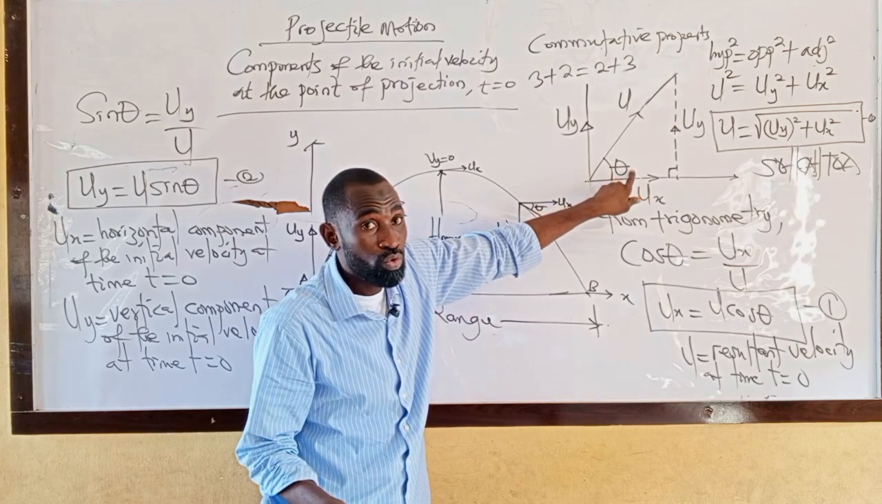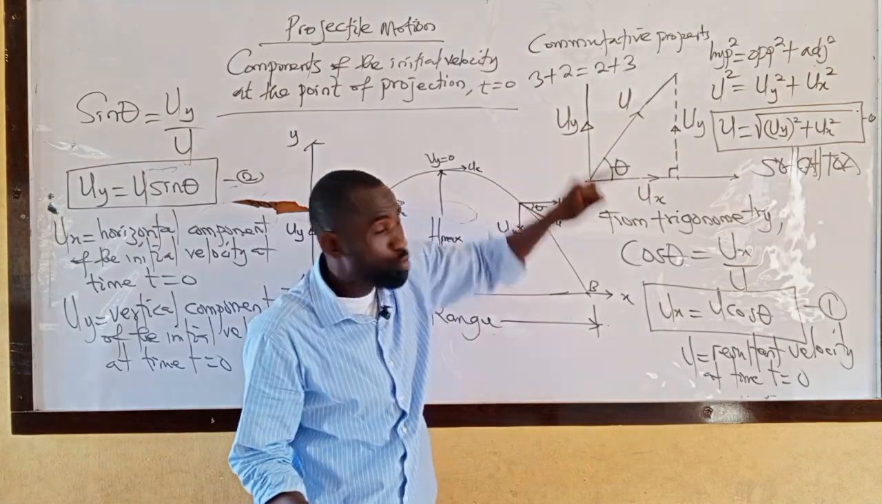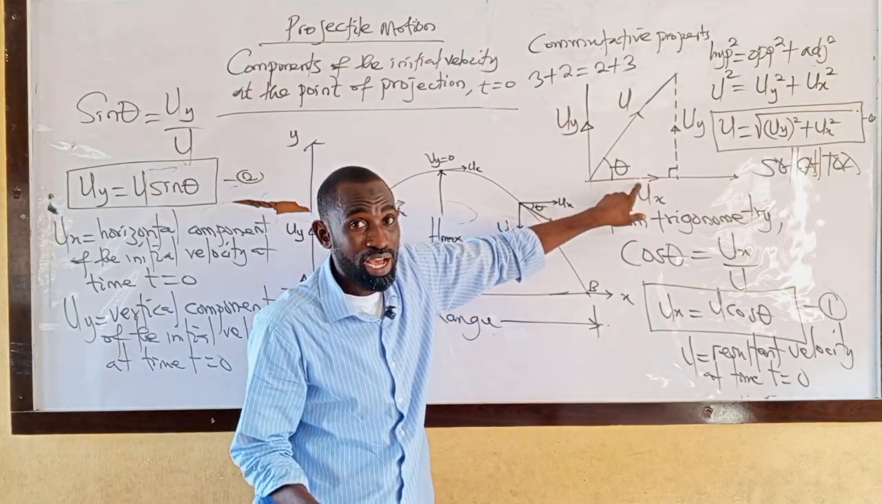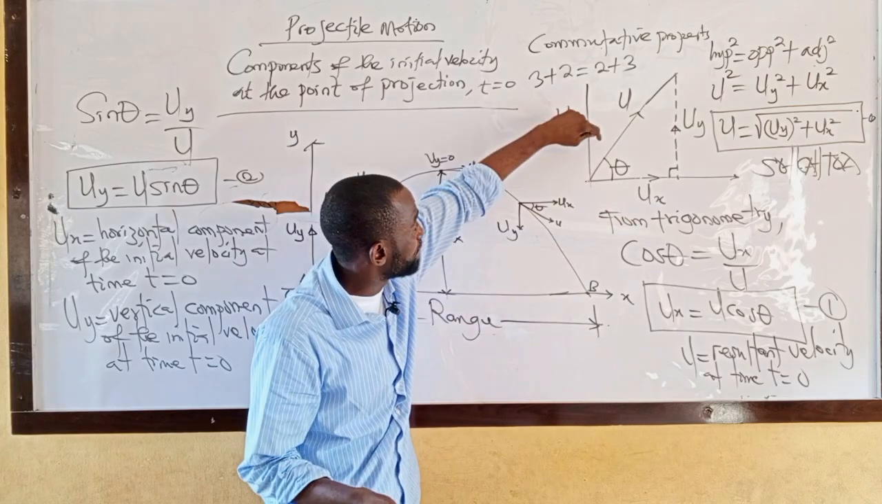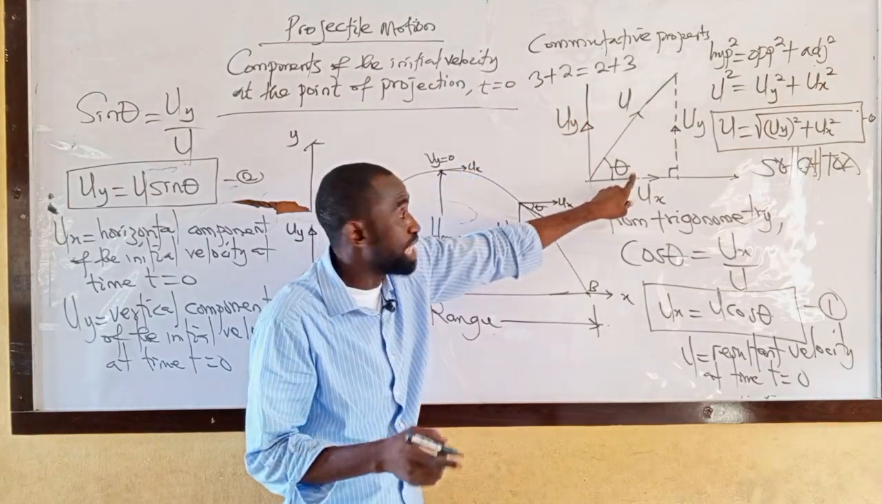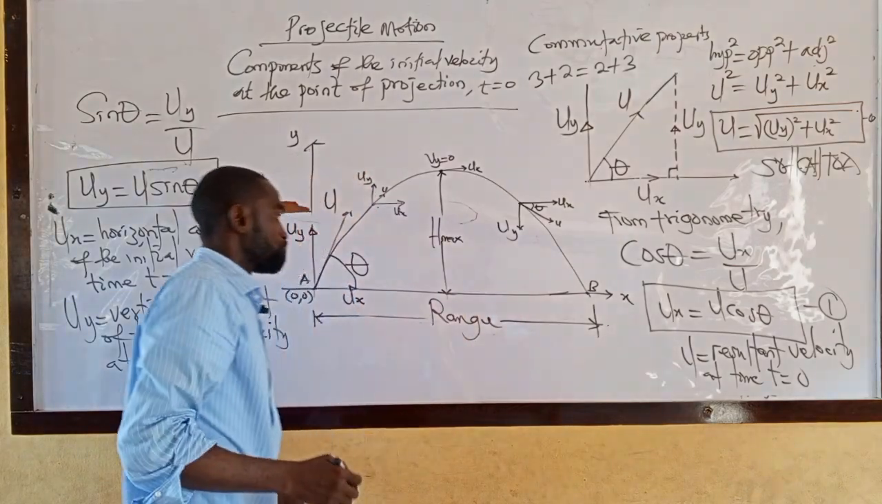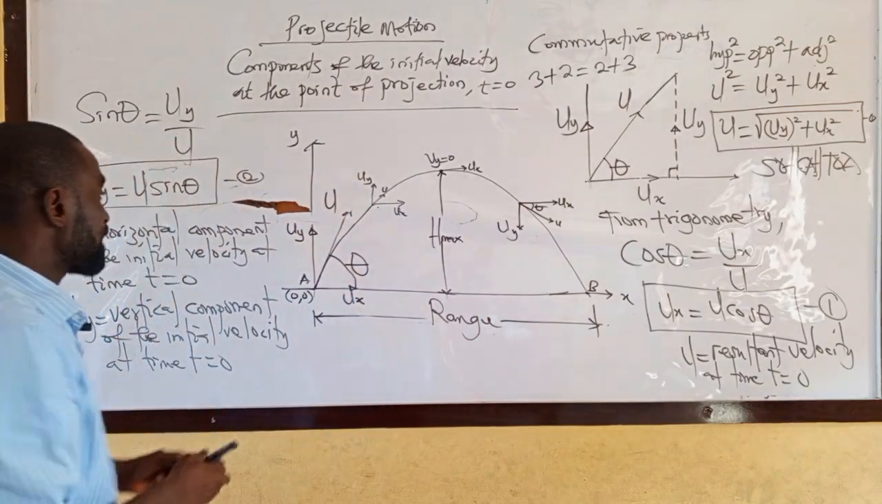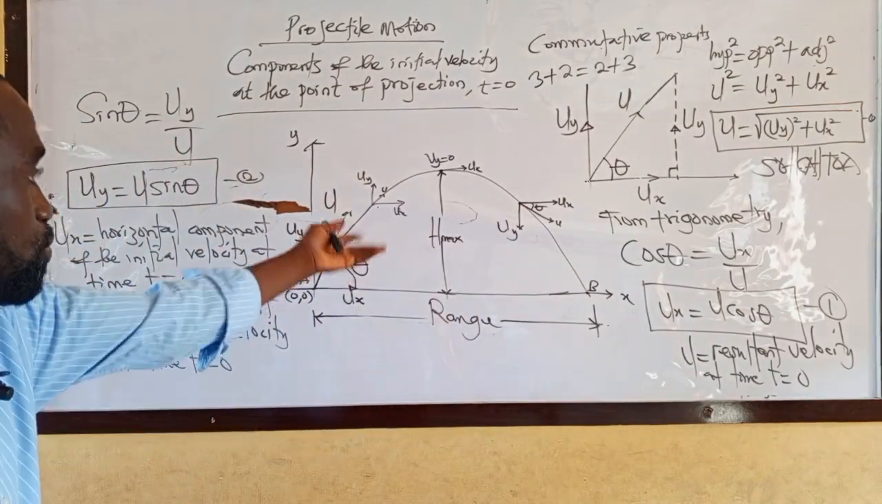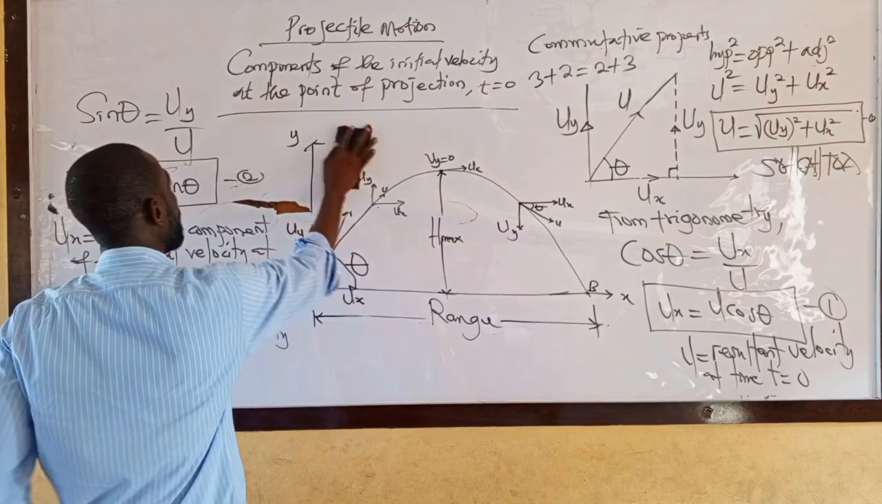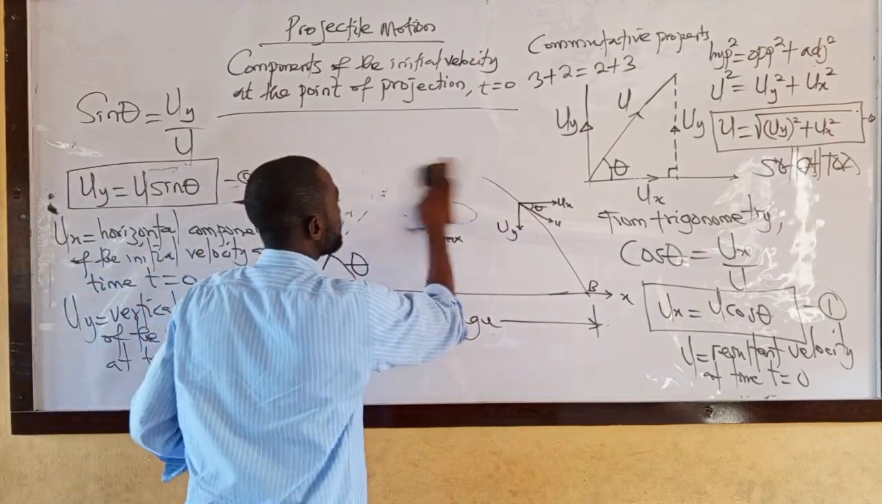That angle must be the one that this thing makes with the horizontal. Mind you, if they give you this one to be 30, it means that this angle is 60, because everything here is 90. Are you with me? So let's write this thing up, since you have the diagram too.